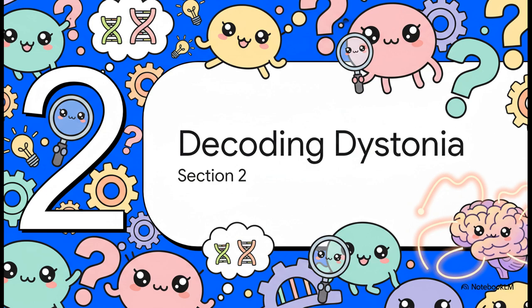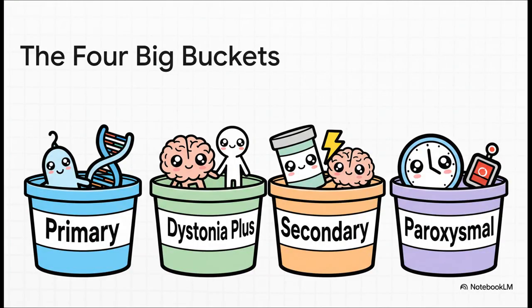The next and most crucial question is why? Why is this happening to Alex? What is the root cause? So, to figure out the why, you need a mental framework, a filing system, really. And pretty much every cause of dystonia can be sorted into one of these 4 big buckets. You've got primary dystonias, which are often genetic. Then there are dystonia plus syndromes, where dystonia is part of a bigger picture with things like Parkinsonism. Secondary dystonias are caused by something else, like a drug or a brain injury. And finally, paroxysmal dystonias, which are episodes that come and go.